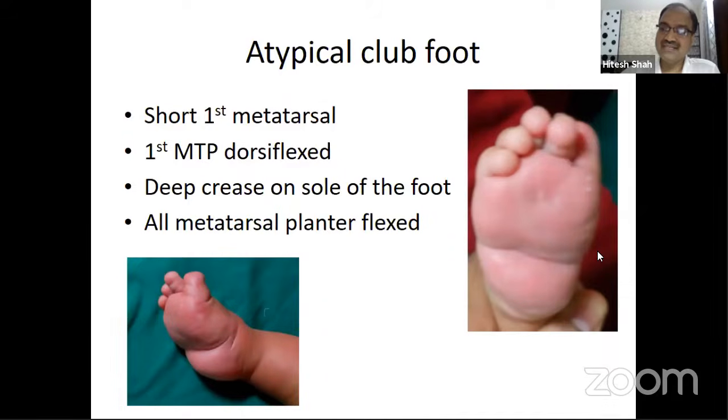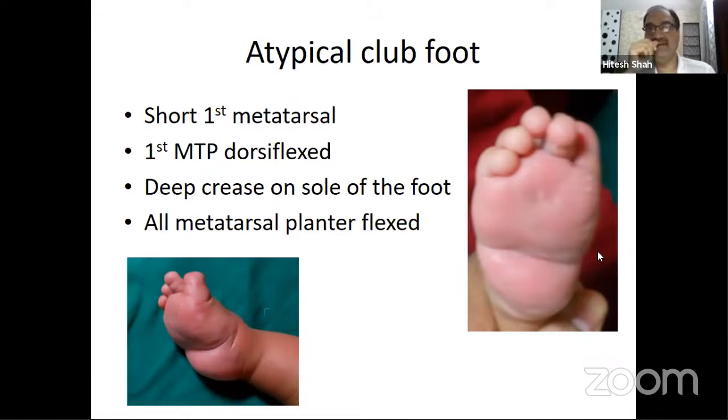Sometimes it would be present in some of the chubby kids where the plaster tends to come out because of the more padding, very heavy padding. Then it is possible the patient may develop the complete plantar flexion of the forefoot because of the slippage of plaster. The difference between typical clubfoot and atypical clubfoot.